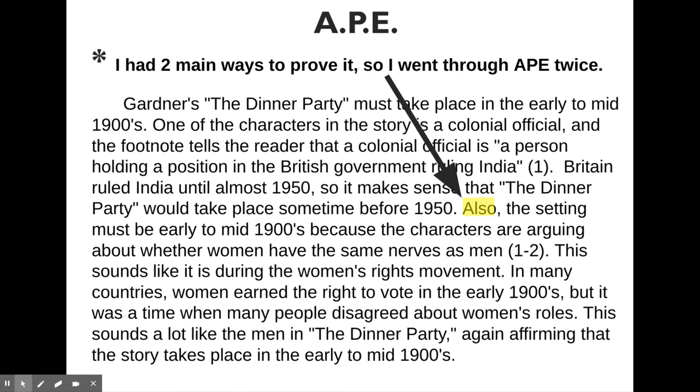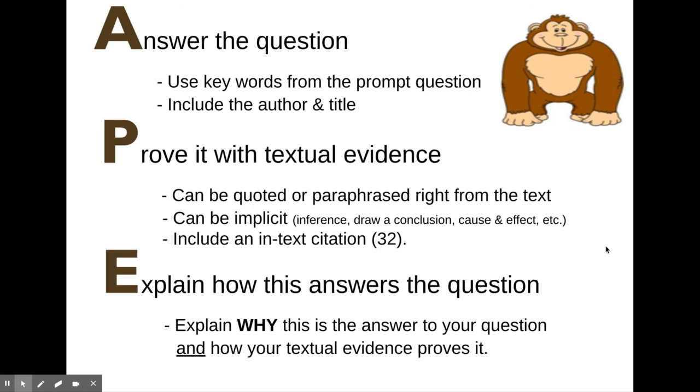This sounds a lot like the men in the dinner party, again affirming that the story takes place in the early to mid 1900s. So I had my second piece of proof and my second explanation, and then I kind of felt like it wasn't fully ended, so I added a little bit of a wrap up at the end to make it feel like my response was finished. Okay, so this is technically APE, PE. I went through APE once and then I added another proof and another explanation to make it more advanced and more detailed. So you're going to follow this format, APE, and then you're going to go back to PE with a second way to prove it.